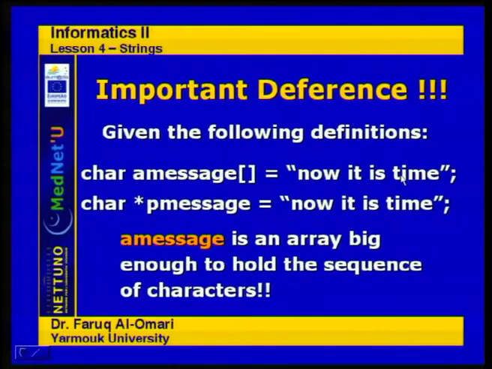In this statement, I'm defining an array called a_message, big enough. I did not assign the size of it in here because I'm initializing it. So this a_message actually is an array in the memory big enough to accommodate the string, and it's of course of type character.